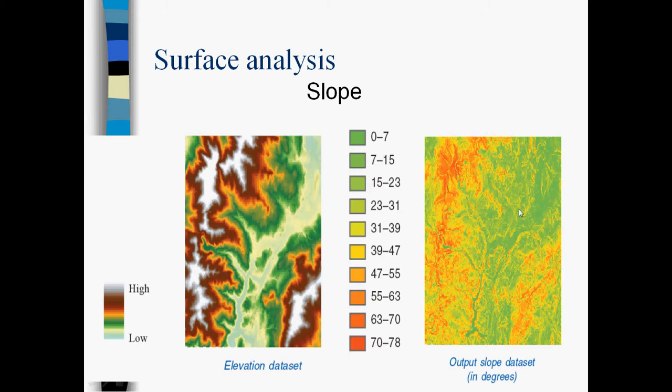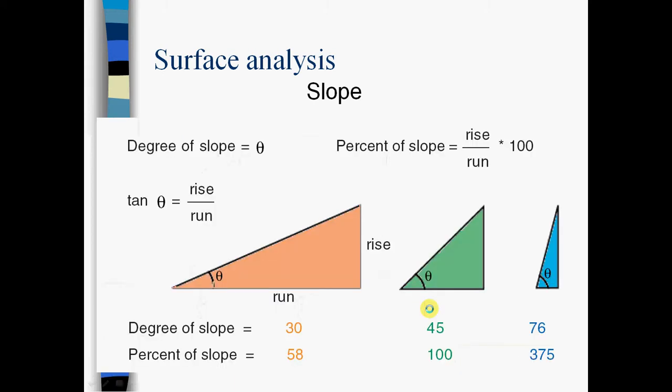In this case, greens are flatter slopes and reds are higher slopes. One small warning using slope is that it does allow you to calculate slope using two different representations of slope. One is the degrees that a slope is, and the other is the percent that the slope is. Percent is defined by rise over run times 100, and degrees is defined by the angle of the slope here.